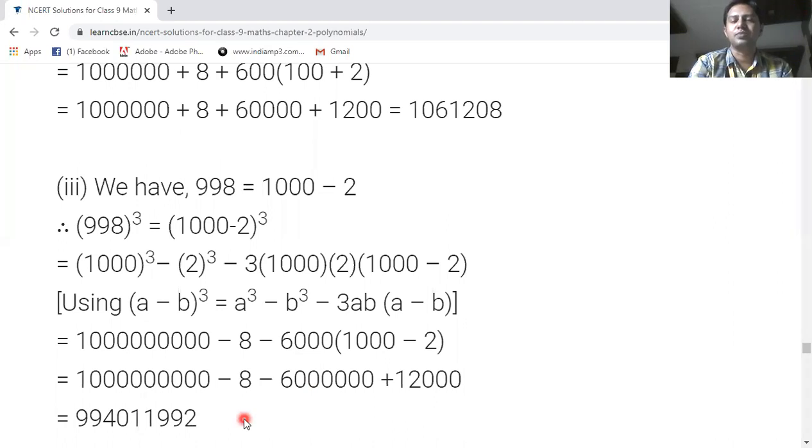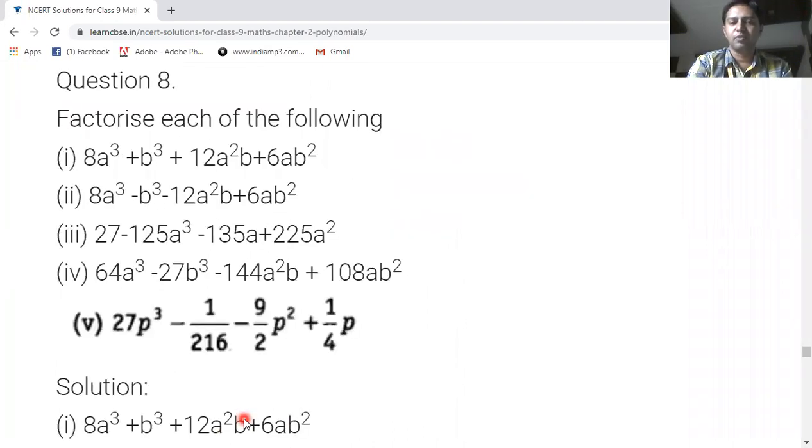Now let's move on to question number 8. We need to factorize 8a³ + b³ + 12a²b + 6ab². Now we can see 8a³ is the perfect cube of 2a, and b³ is the perfect cube of b.